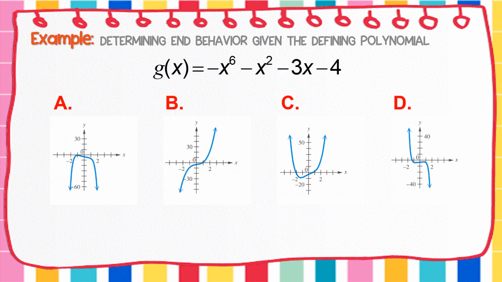Next. How about g of x? Determine the leading coefficient. What is the leading coefficient? Yes, negative 1. And this is negative. What about the degree? Degree is 6. And this is even. So we have negative even. That means falling, falling. Alin dyan? Okay, letter A.